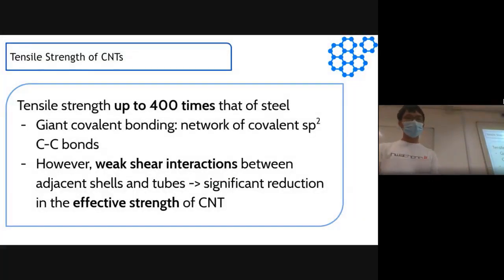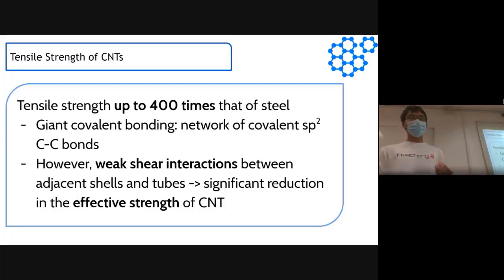So for carbon nanotubes' tensile strength, you can see that the tensile strength of carbon nanotubes is actually up to 400 times that of steel. And we can understand this in part based on structure and bonding. So in carbon nanotubes, there's actually giant covalent bonding, where there's a network of covalent sp2 carbon-carbon bonds.